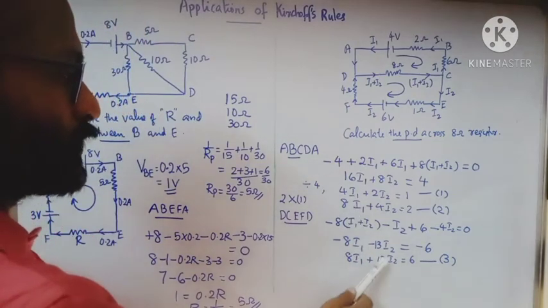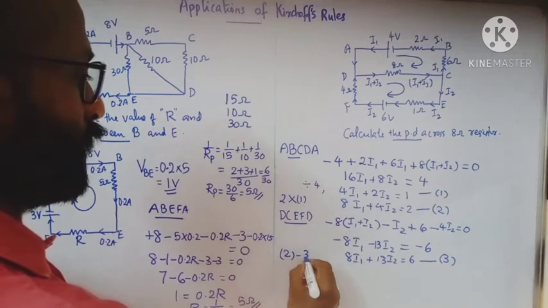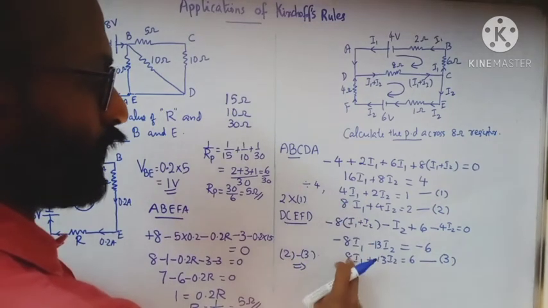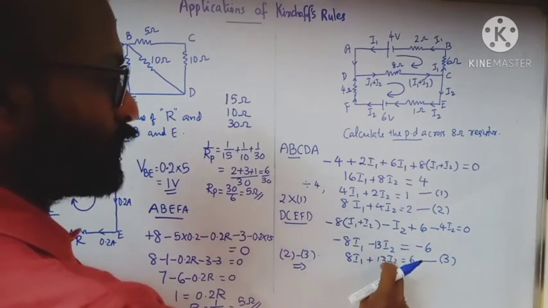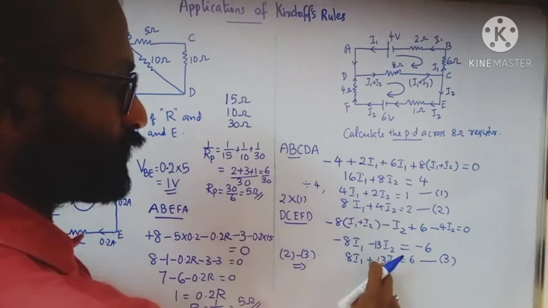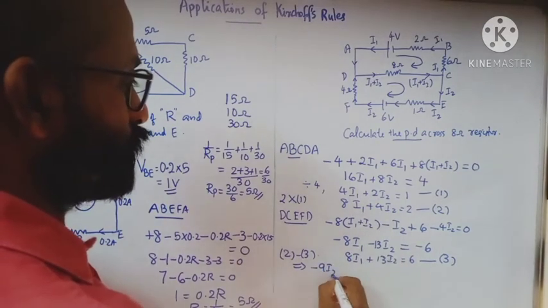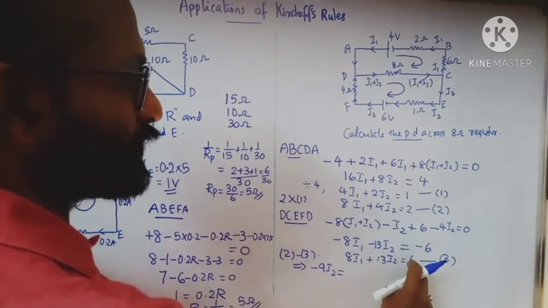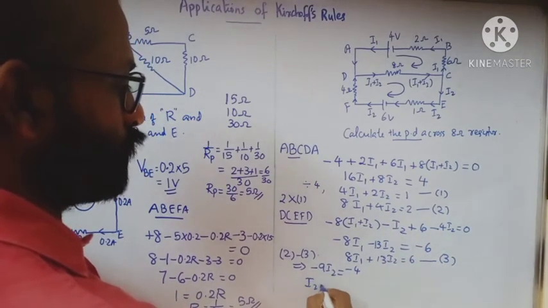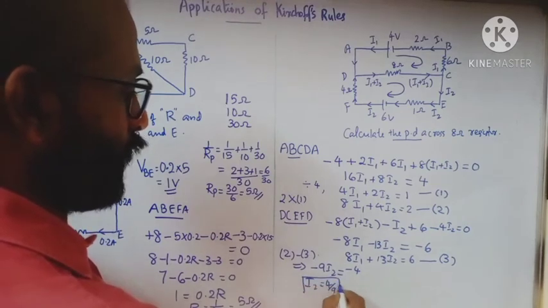So 2 minus 3 we will subtract. When you subtract 2 minus 3, what will you get? 8 I1 minus 8 I1 is 0. 4 I2 minus 13 I2 is minus 9 I2. Okay. 4 minus 13, minus 9 I2 is equal to 2 minus 6, which is minus 4. Okay, so what is I2? I2 is equal to 4 by 9. We have got I2 as 4 by 9.